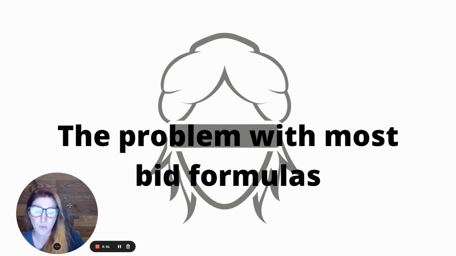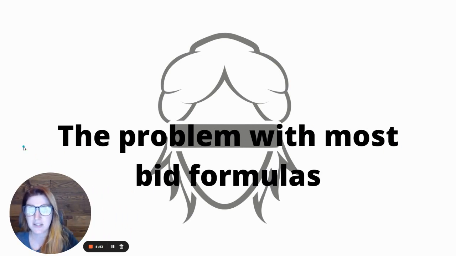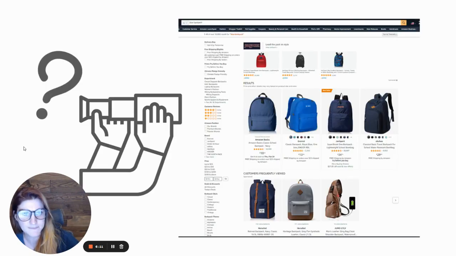So the problem with most bid formulas is they are completely blind to other exterior factors. They blindly follow, say, a singular ACoS, a singular performance metric, and they just say, all right, based on this, we're not there. We need to adjust for that. And they're not getting really incremental with their performance factors.